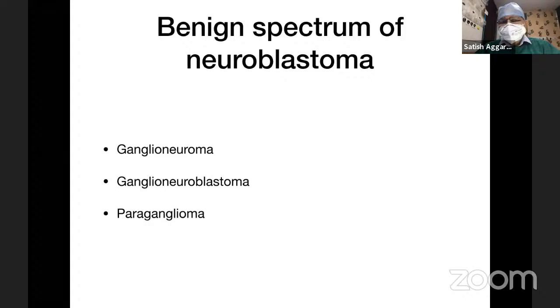Now there is another spectrum of neuroblastoma, which is the benign end of the spectrum, which forms these entities: ganglioneuroma, ganglioneuroblastoma, paraganglioma. So they are less severe varieties of neuroblastoma. They are not as high risk as the other neuroblastomas.